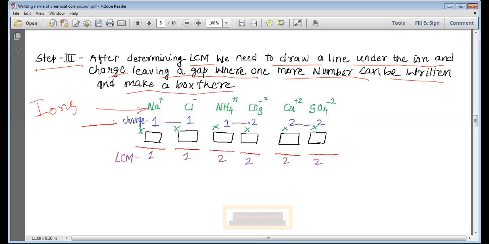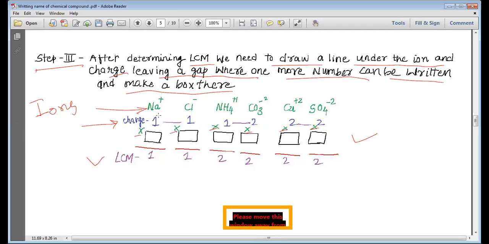Then, my dear students, we write the charges under them, and then we draw a line leaving a gap, and in this gap we put a box. So here we put a box under the charges. Now in these boxes we are going to write something. We want to write a number in this box which is multiplied by the charge so that the answer is equal to the LCM. You can see that I have drawn the multiplication sign around it so that you can easily calculate the number that should be placed into the box.